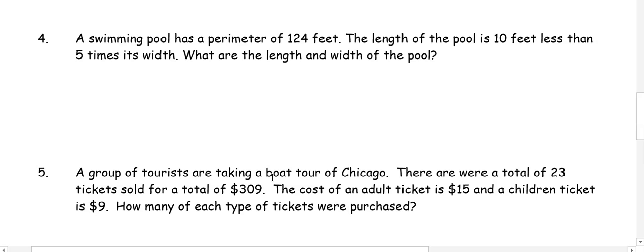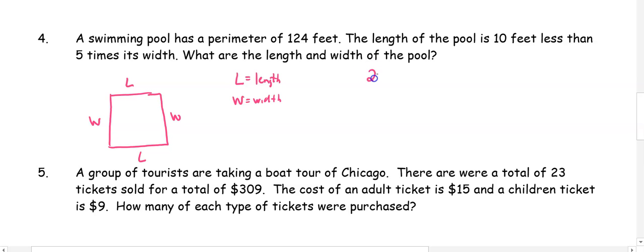Number 4, a swimming pool has a perimeter of 124 feet. The length of the pool is 10 less than 5 times its width. Okay, so first we need to figure out perimeter. So in a pool, your perimeter, you have 2 sides that are a length and 2 sides that are a width, because we're looking for the length and width. So L is going to be length and W is going to be width. For perimeter, you are adding the distance around the pool. So if I add these up, I have 2L plus 2W equals a perimeter of 124.